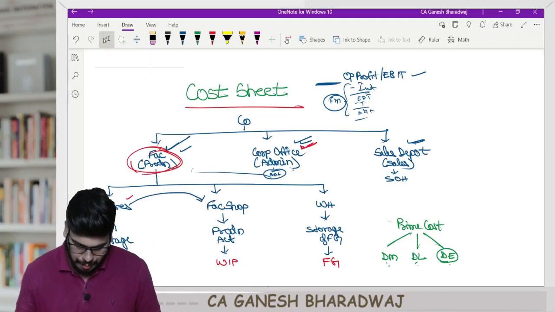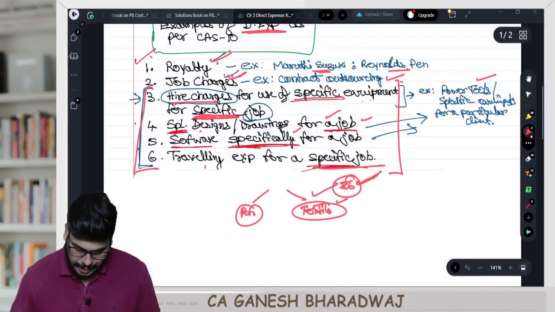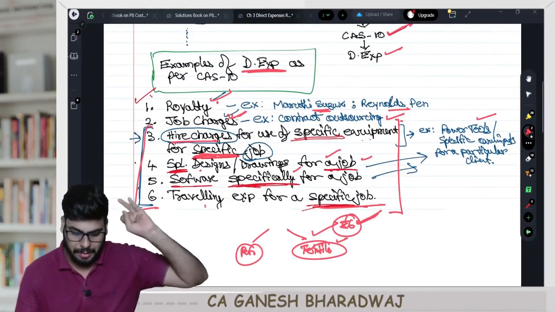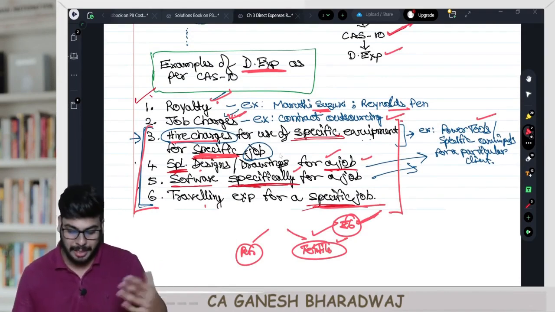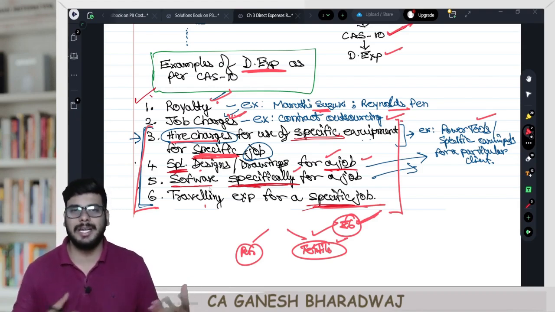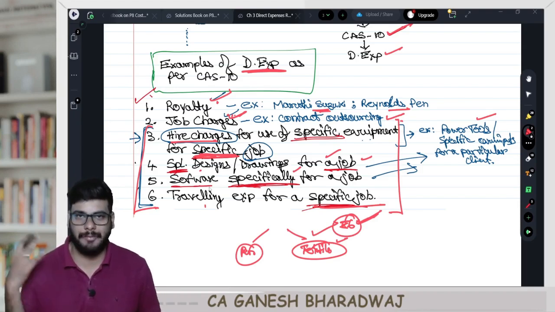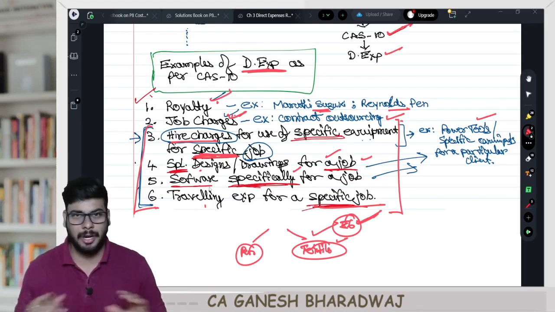So what you need to remember is only this much. The first thing is that royalty payments, job charges, and your hire charges for specific equipment, your special design drawings, your software specifically for a particular job, the travelling expenses for a specific job, these are all ideally the costs that come under the category of direct expense. And with this, we have revised this chapter, a very small chapter. Clear with this, guys? Right?